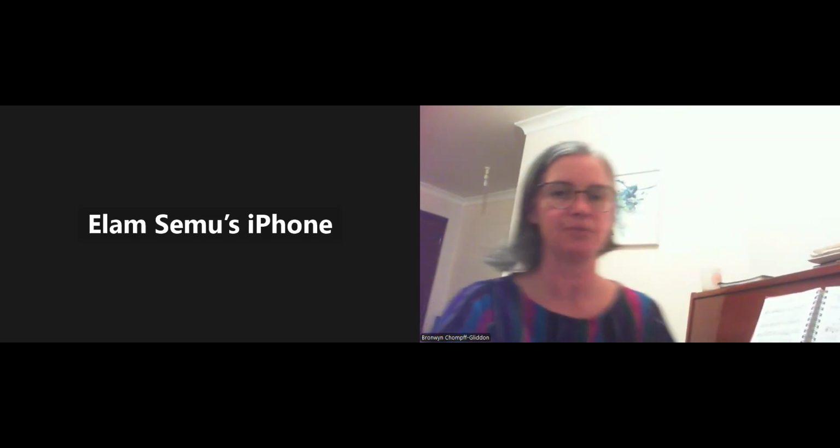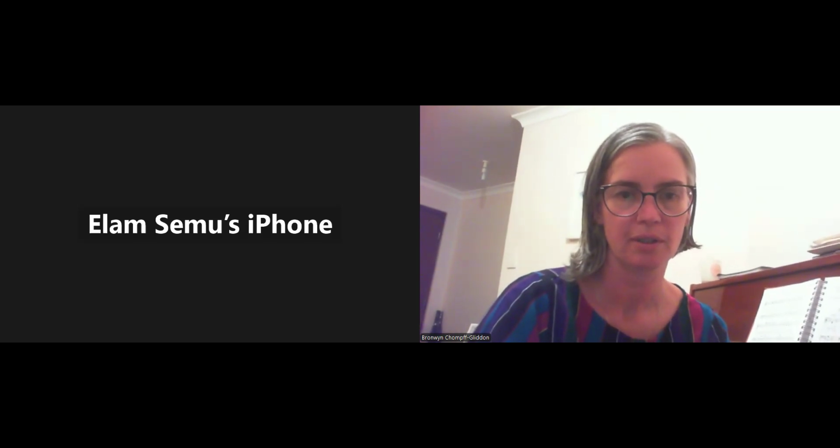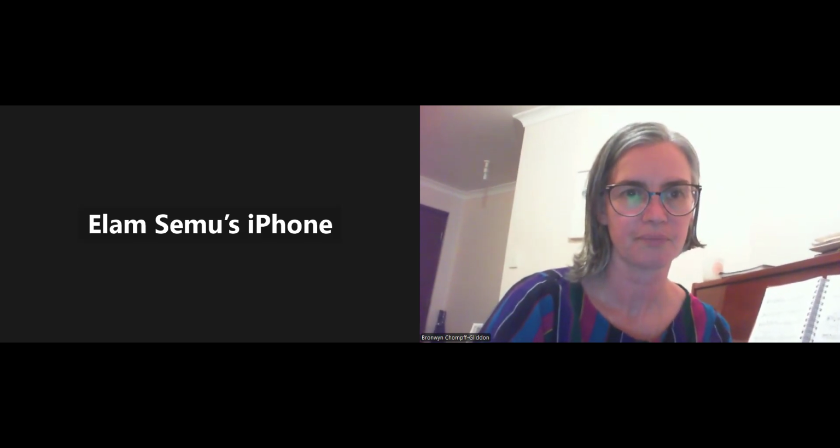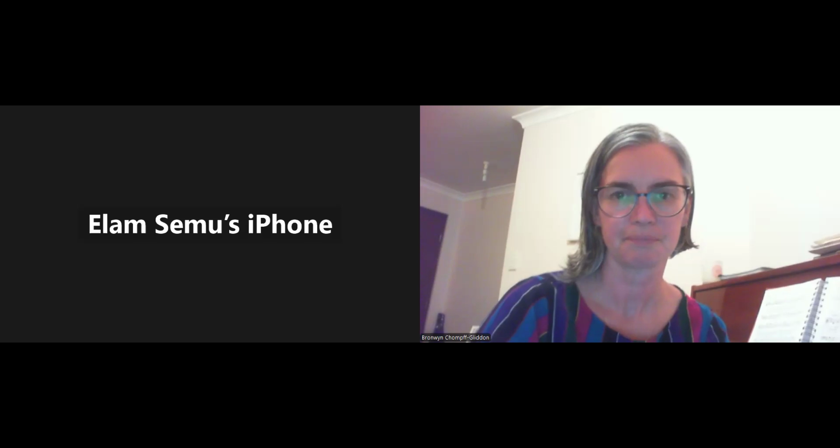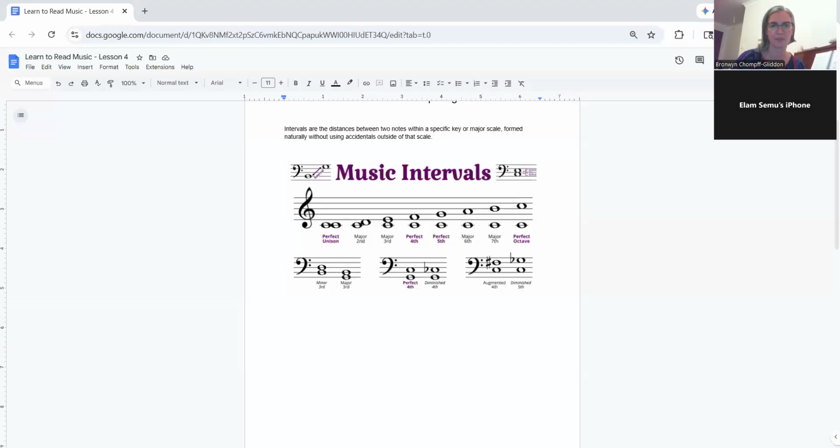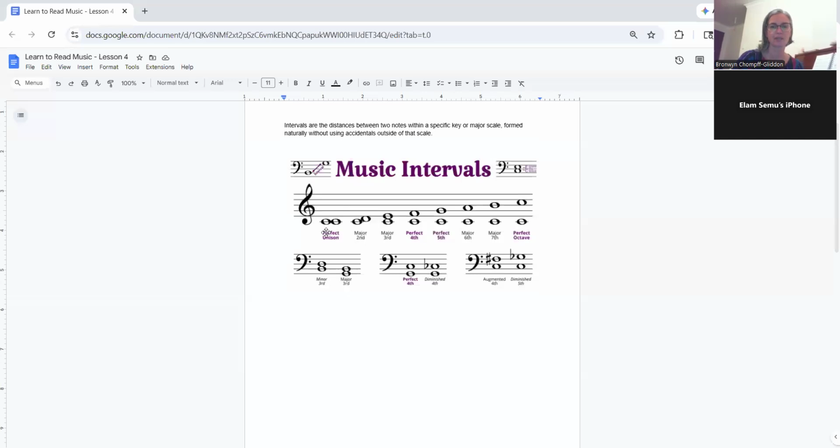So if we recap the lesson, bring this up again. We have the intervals, and the intervals are written in this way when you're playing both notes at once. But these same intervals exist when you're going through the music and you've got the first note, second note, third note, fourth note in a bar.